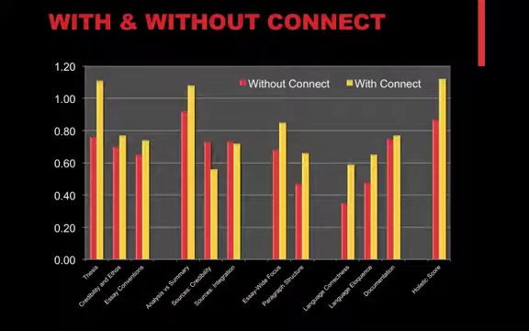You'll notice that in every category here, in almost every category here, the yellow bar is higher than the red. The 2 categories where the students without Connect scored as well or even better than the students with Connect have to do with sources, credibility and relevance, and source integration.